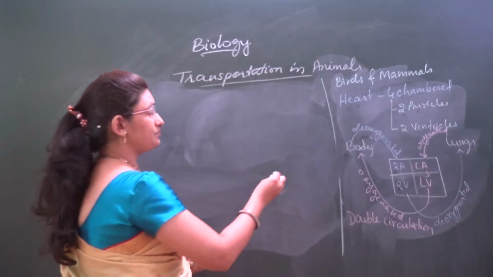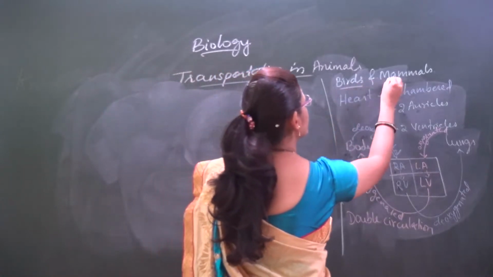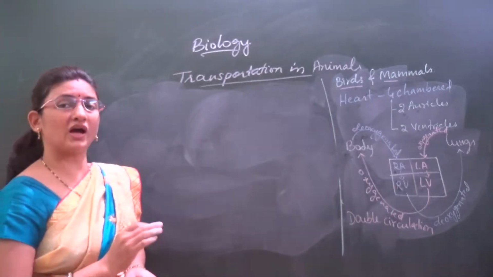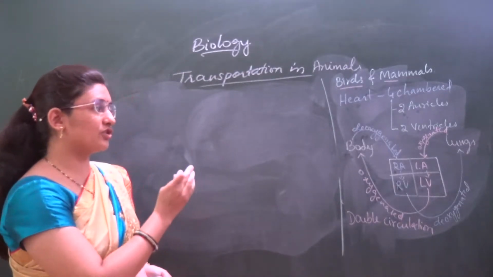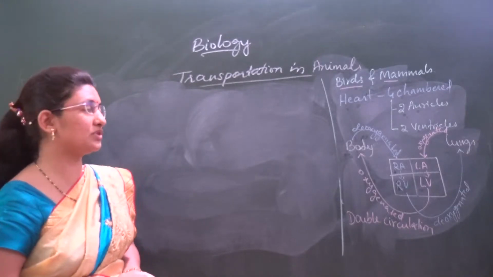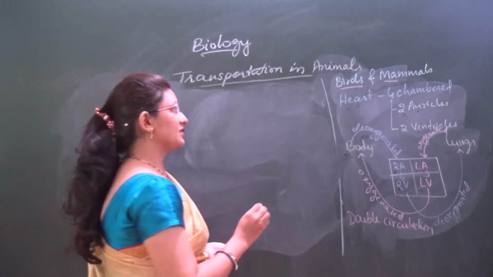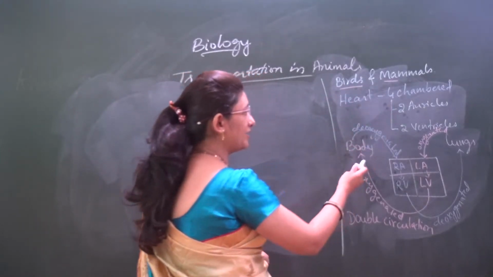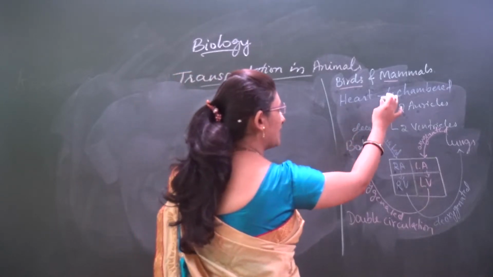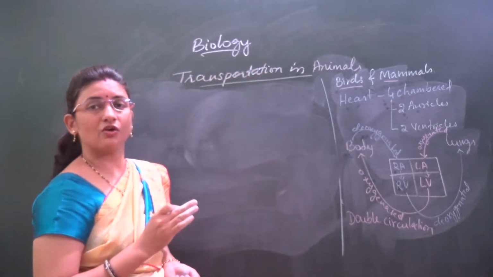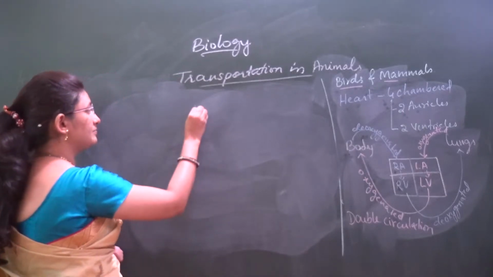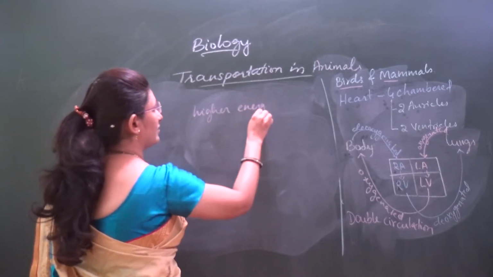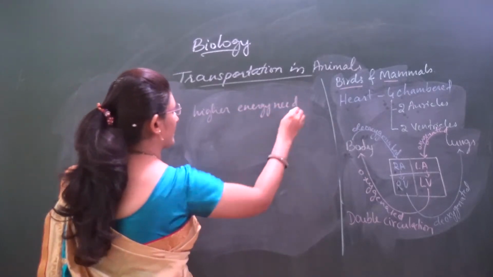Now a question arises: why do birds and mammals have a four-chambered heart? Why is it necessary for them to have separation of oxygenated and deoxygenated blood? Let us see the reason. Due to the four-chambered heart, they can meet the oxygen demand. Higher energy needs can be fulfilled.